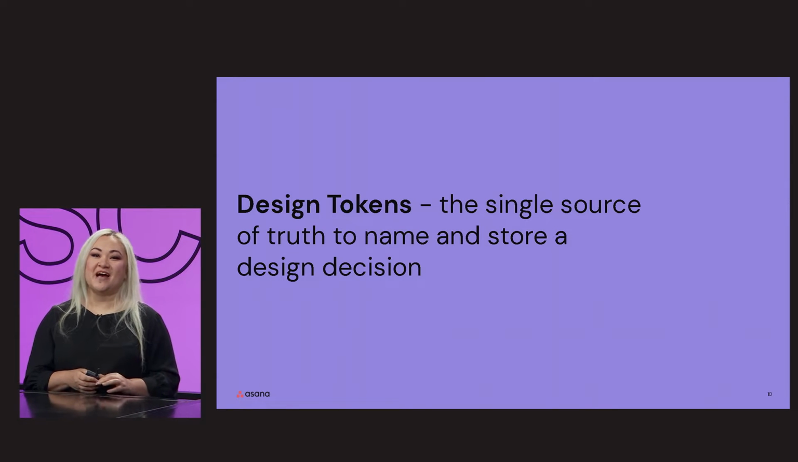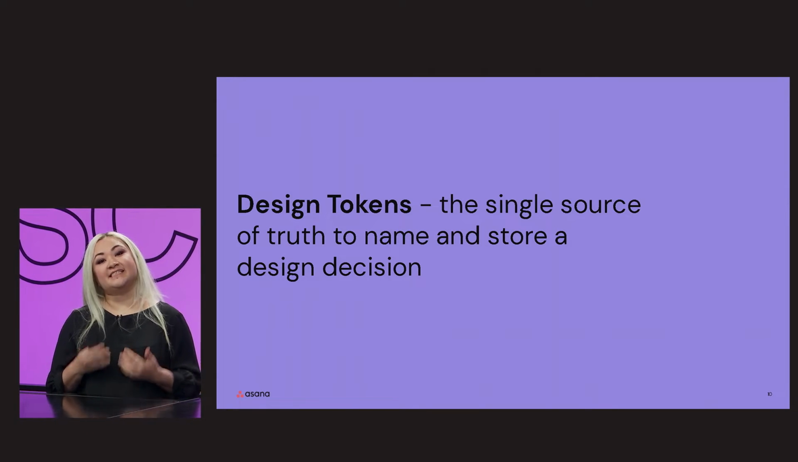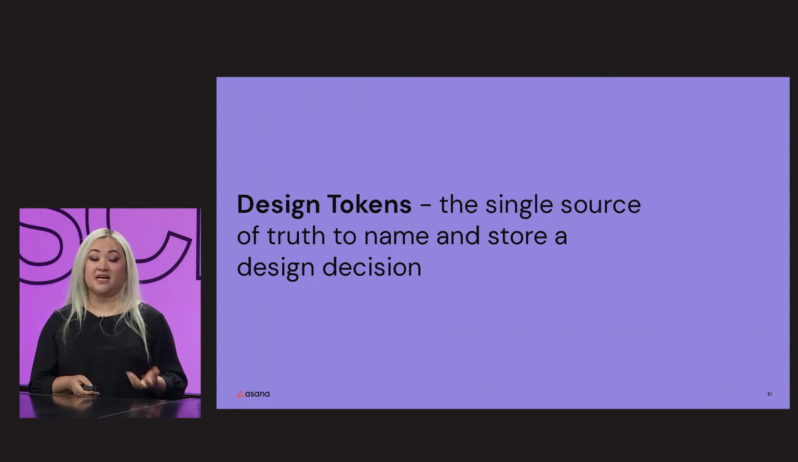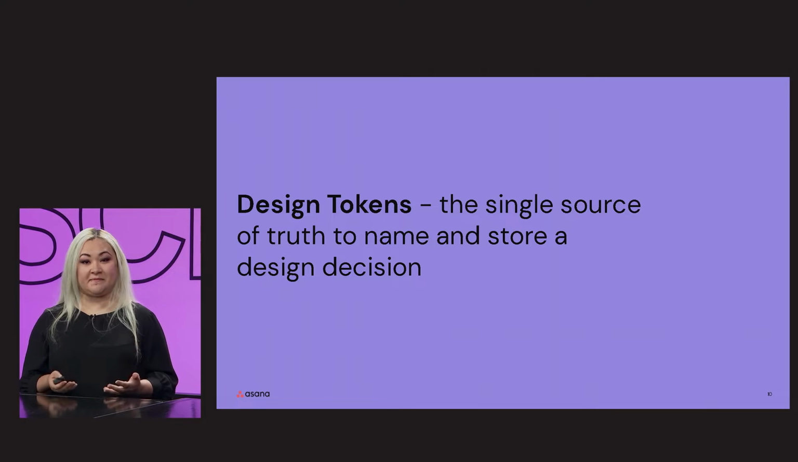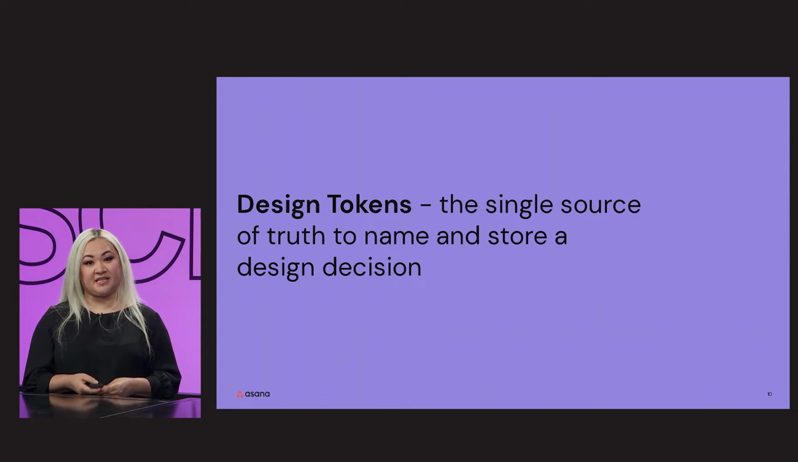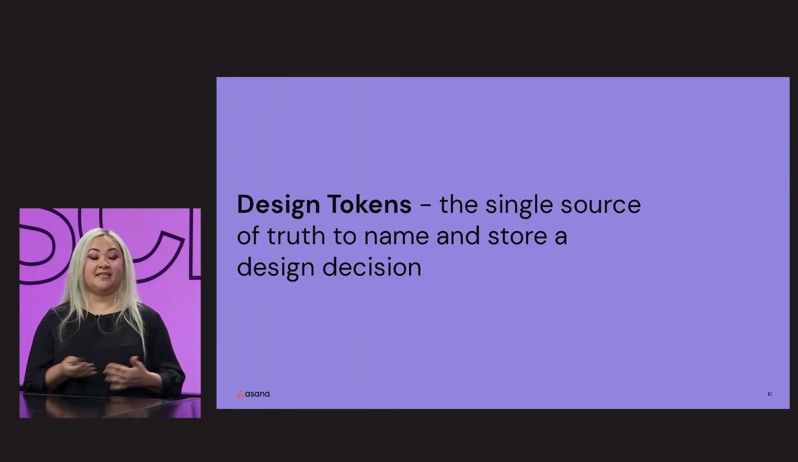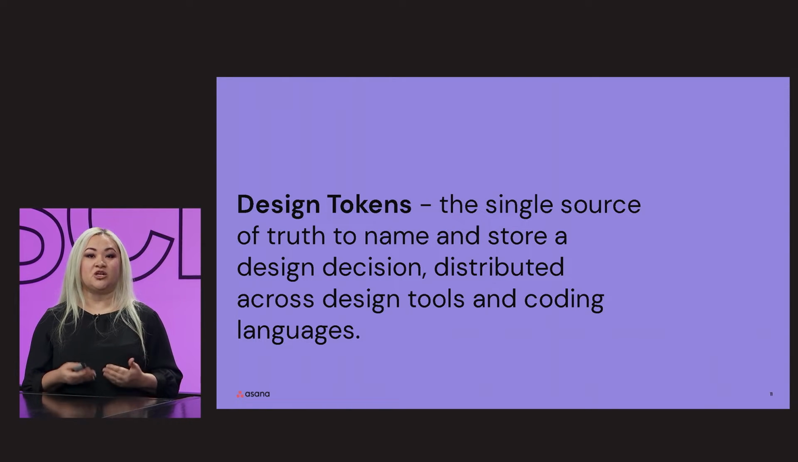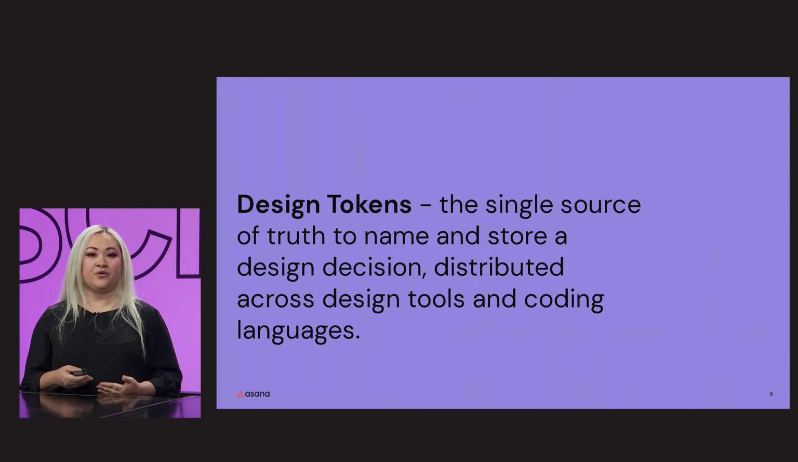So just in case you haven't heard of design tokens, they are a single source of truth to name and store a design decision, such as color, typography, or spacing. This is our main method for achieving a level of abstraction that we use in both our code and design files. Tokenizing and abstracting these design decisions allows them to be distributed across design tools and code languages.